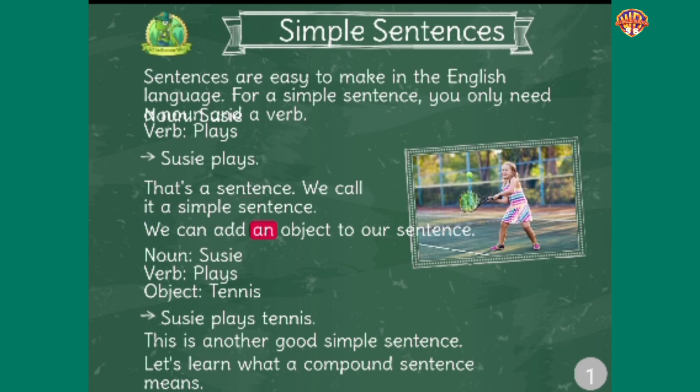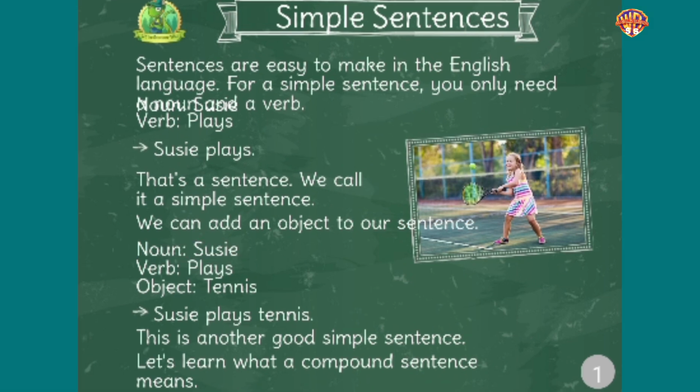We can add an object to our sentence. Noun, Susie. Verb, plays. Object, tennis. Susie plays tennis. This is another good simple sentence. Let's learn what a compound sentence means.